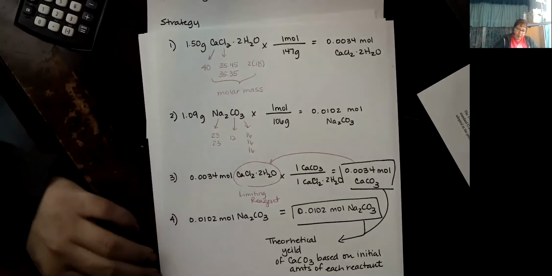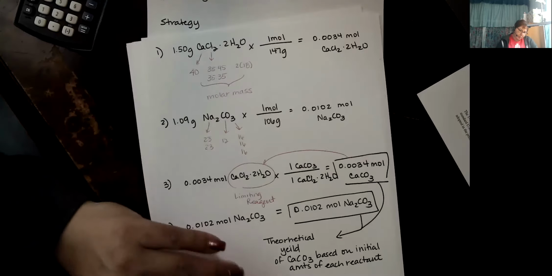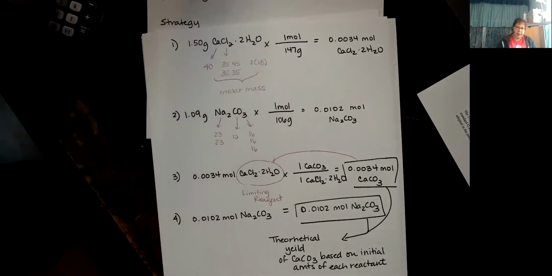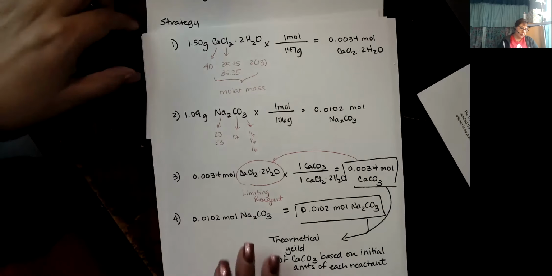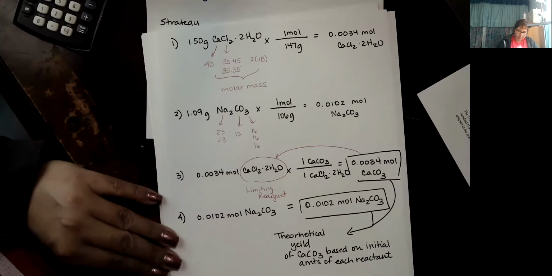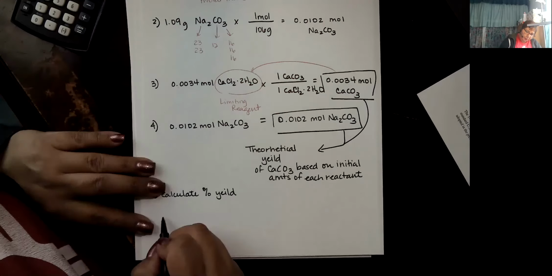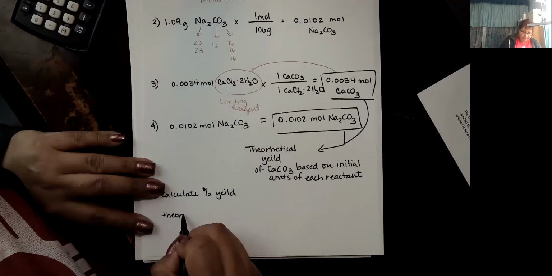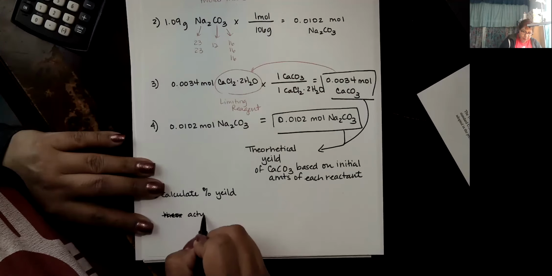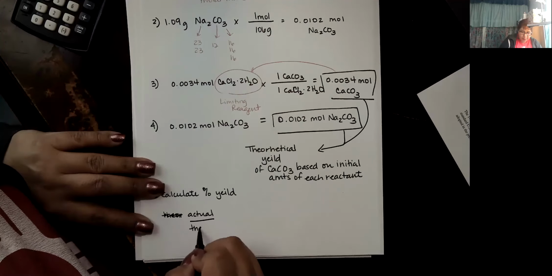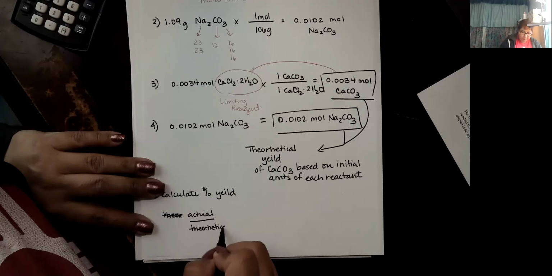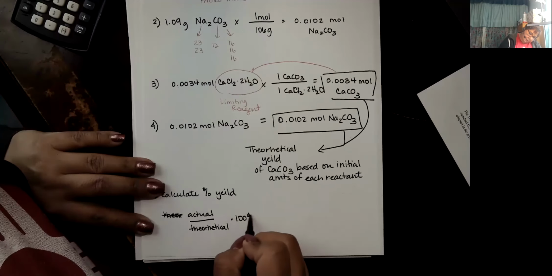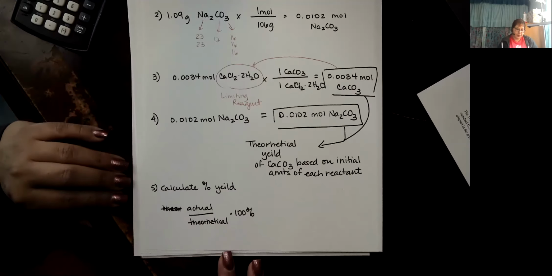So here's how we'll calculate our percent yield. It'll be our last step in our strategy. This is step number 5, I think. So calculate percent yield. And your percent yield is going to be equal to your actual divided by your theoretical times 100%. That's how you'll calculate your percent yield.